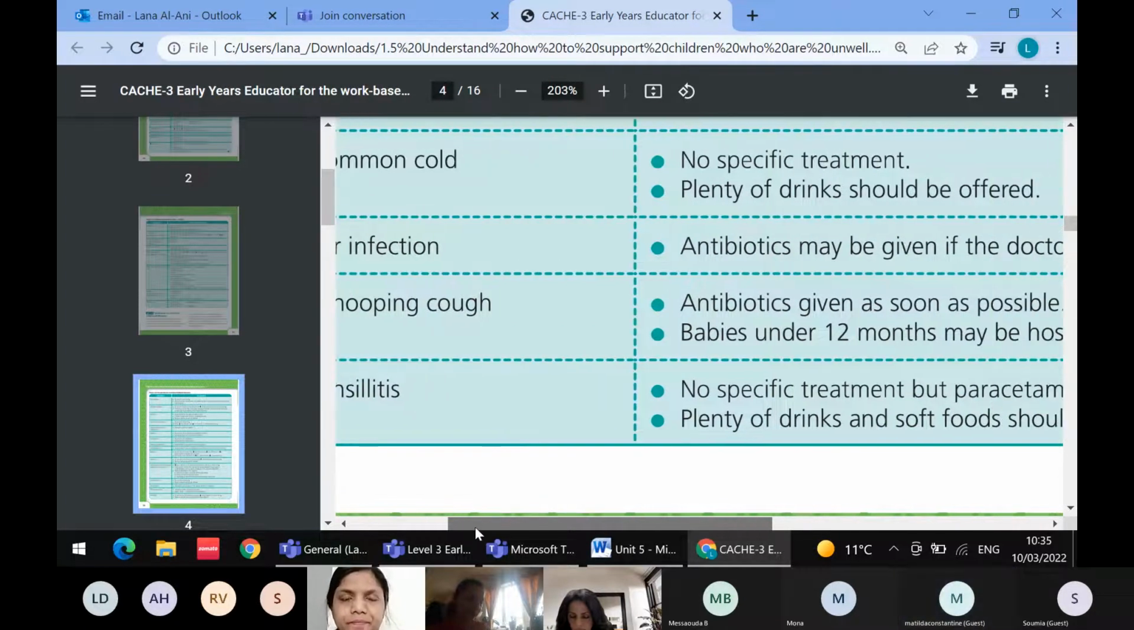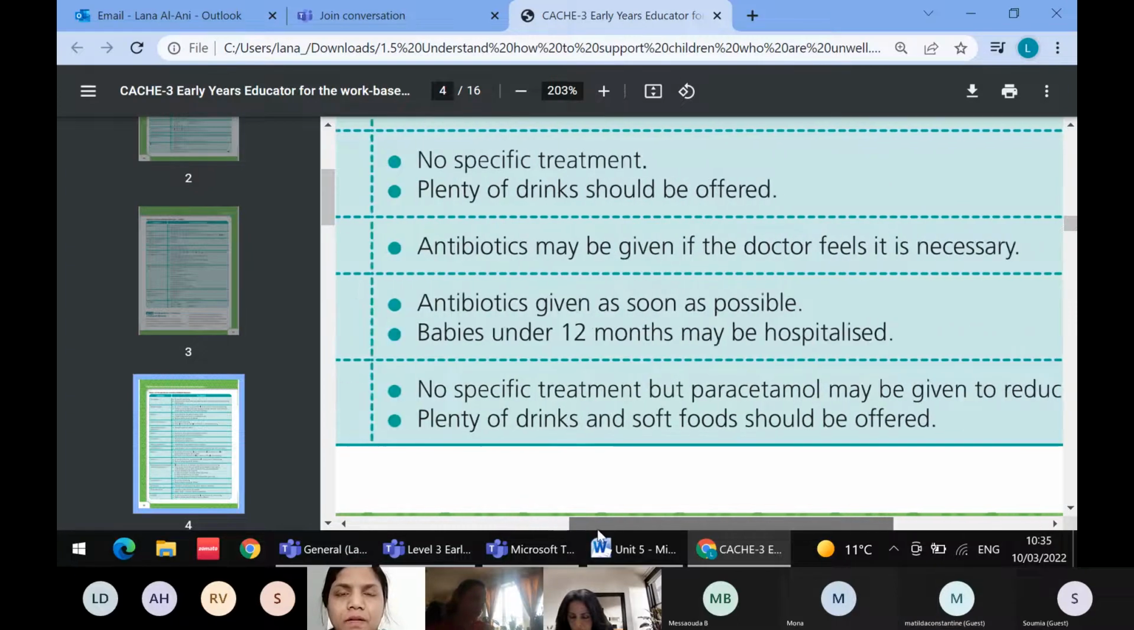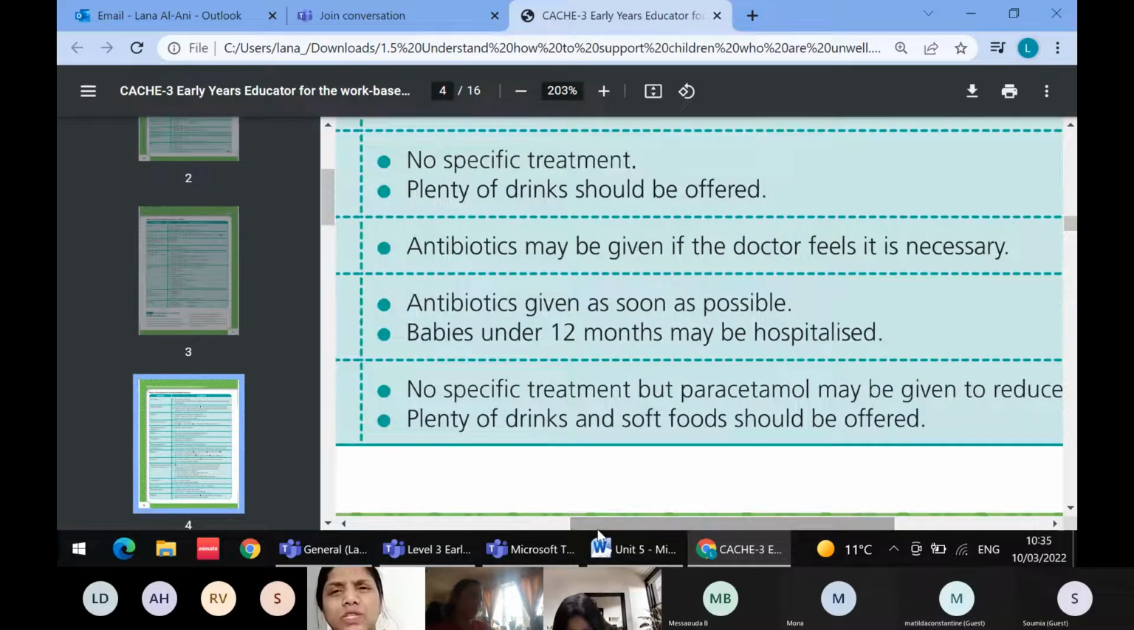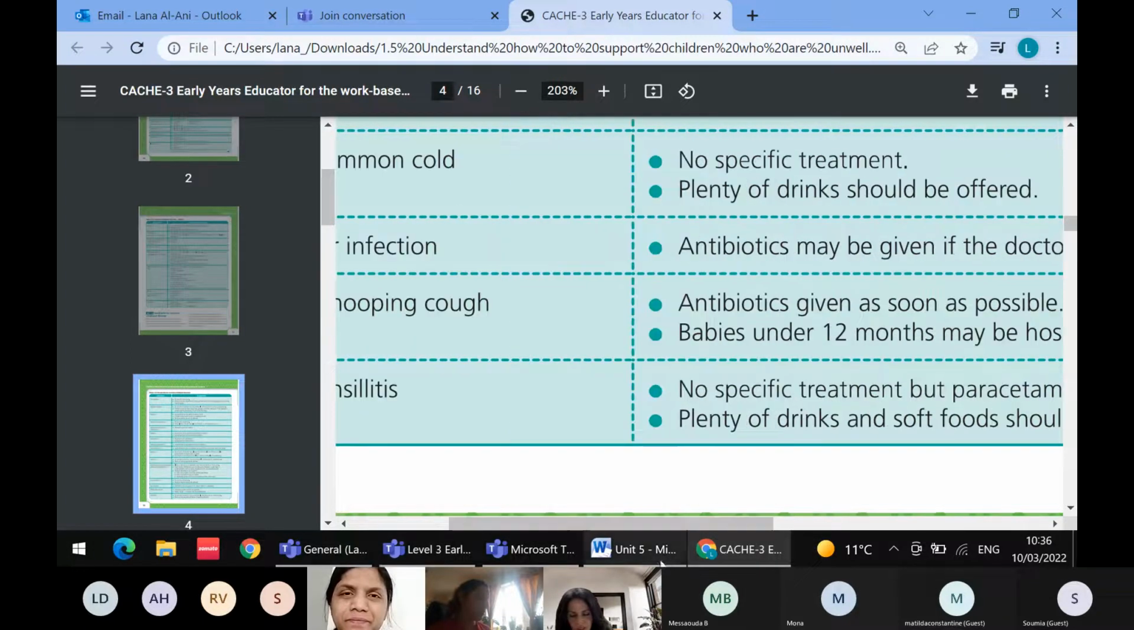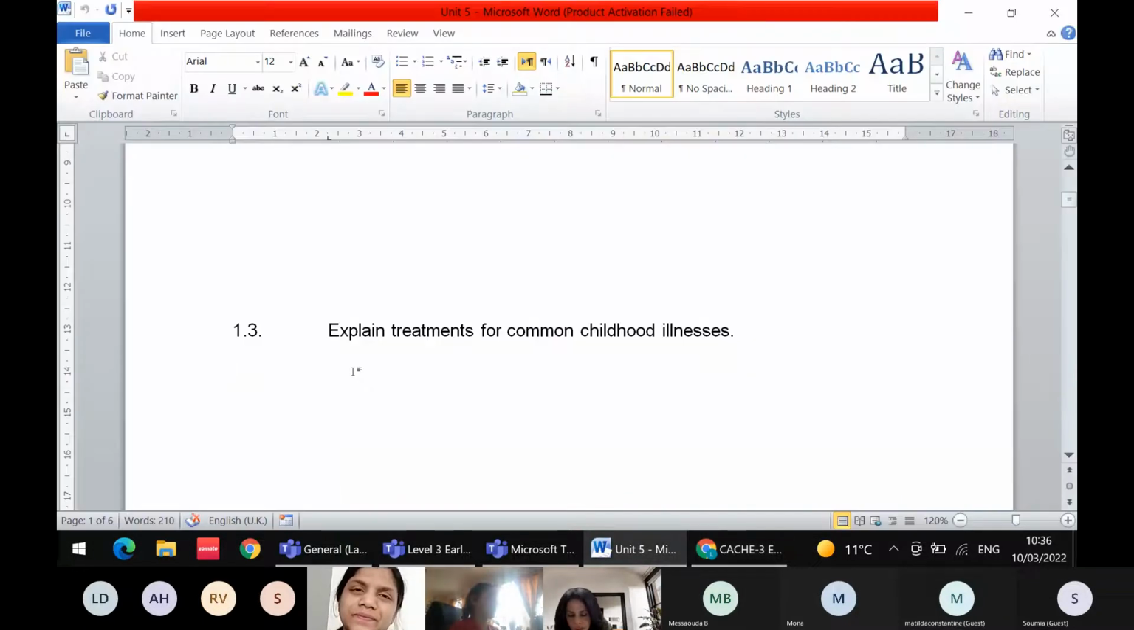How about tonsillitis? Paracetamol to lower the temperature, and the antibiotic amoxicillin or penicillin. Very good. We give them plenty of drinks and soft food to be offered. Well done. Excellent. So we have just answered question 1.3. Well done.